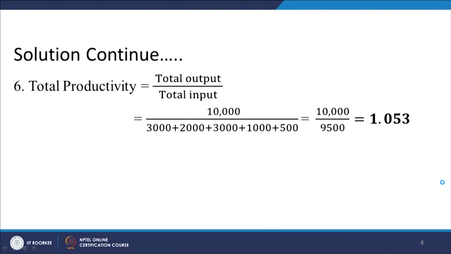So we can see here 10,000 is our total output. It is divided by the summation of all the inputs, which comes out to be rupees 9,500. So the total productivity comes out to be 1.053. So this is our first problem. Just try to differentiate between the partial productivity measure and the total productivity measure.